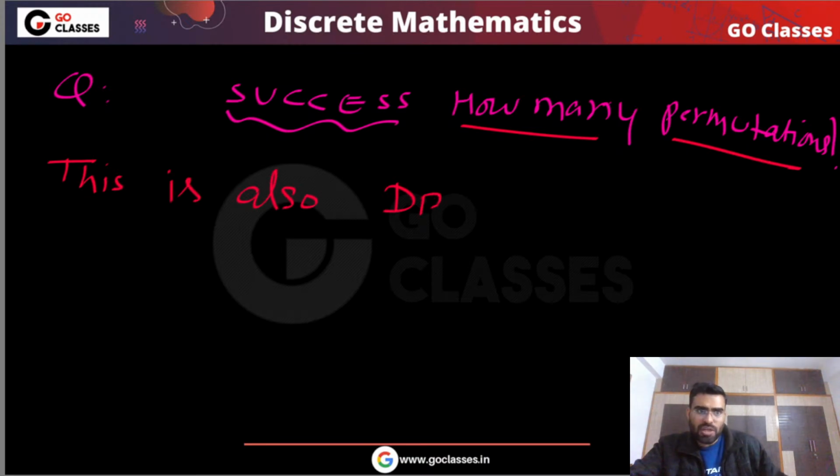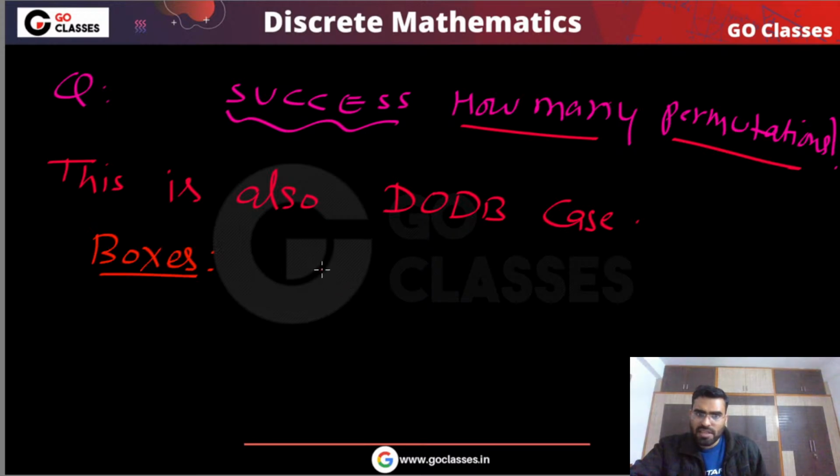How is this a DODB case? What are the objects and what are the boxes? Can anyone tell me? This is also a DODB case. Anyone? What are the objects and what are the boxes? So here the boxes are the letters.